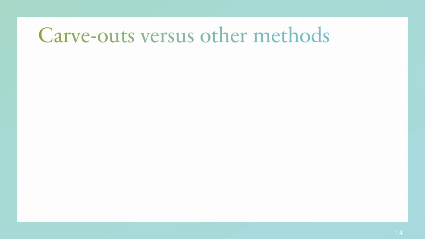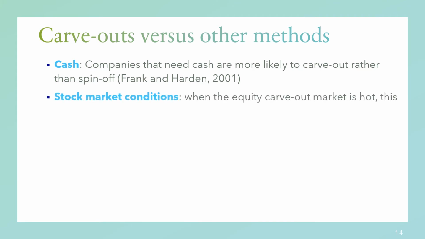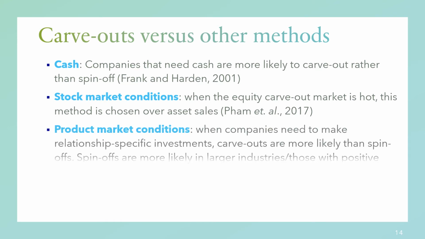When would equity carve-outs be popular over other methods? First, companies that need cash are more likely to carve out rather than spin off. Second, carve-out also depends on stock market conditions. When the equity carve-out market is hot, this method is chosen over asset sales. Third, product market conditions. When companies need to make relationship-specific investments, carve-outs are more likely than spin-offs. Spin-offs are more likely in larger industries, those with positive demand shocks.